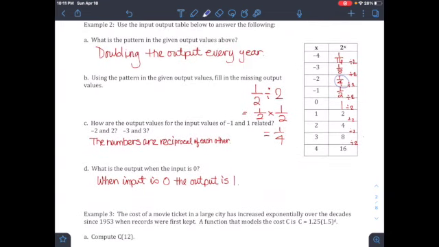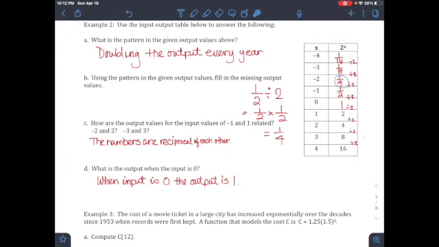C asks how the output values for the input values of 1 and -1 are related. Here's 1, here's -1, it's 2 and 1/2. How about 2 and -2? 2 is 4, -2 is actually 1/4, and then 3 is 8, -3 is 1/8. That's why I put down that the numbers are reciprocals of each other.